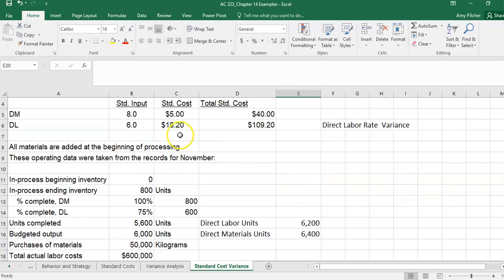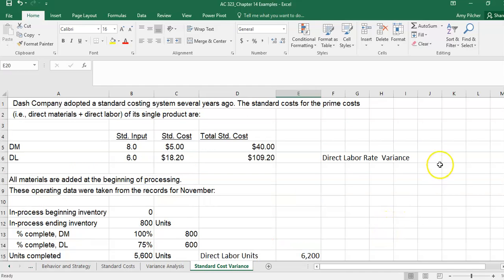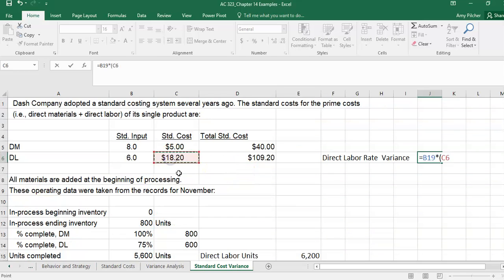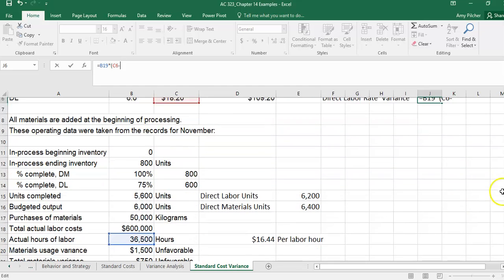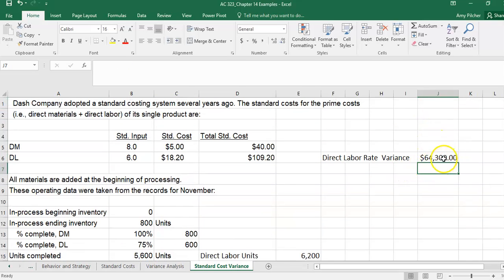So our standard rate is $18.20. Our actual rate was $16.44. So we take our actual hours times the difference between our standard rate and our actual rate. So for our rate variance, we're going to take our actual hours, 36,500 hours, times the difference between our standard rate of $18.20 and our actual rate of $16.44. So our total direct labor variance is $64,300. That is a favorable variance. We paid less per hour than we were going to.